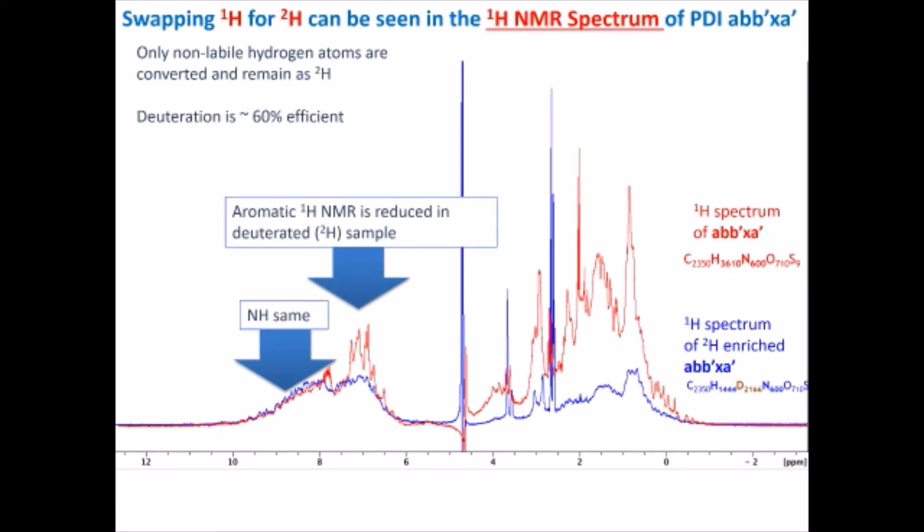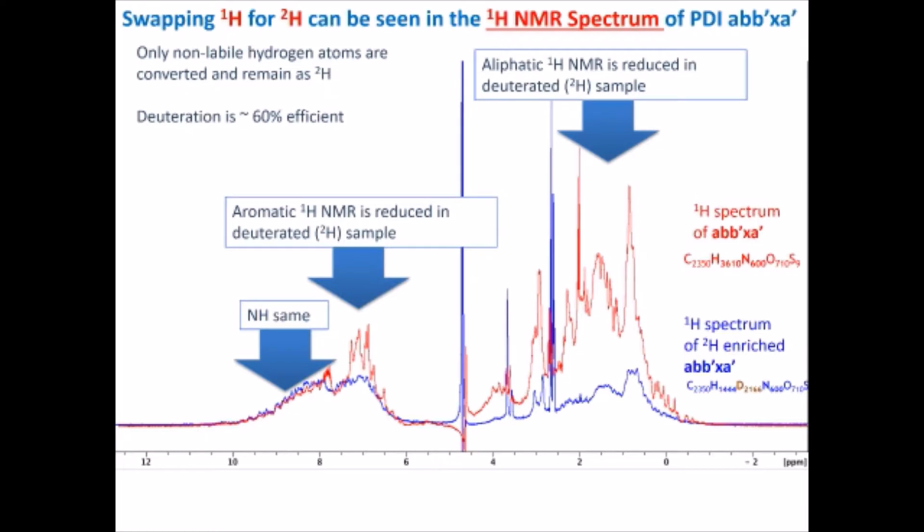The aromatic section, if you compare with the spectrum of the non-deuterated protein, is reduced. You are losing those peaks from those aromatic hydrogens. And the aliphatic area also becomes simpler because again those hydrogens are not labile. They are not going to be involved in any acid-base exchange with the solvent. And as you can see, that area of the spectrum is also much simpler.